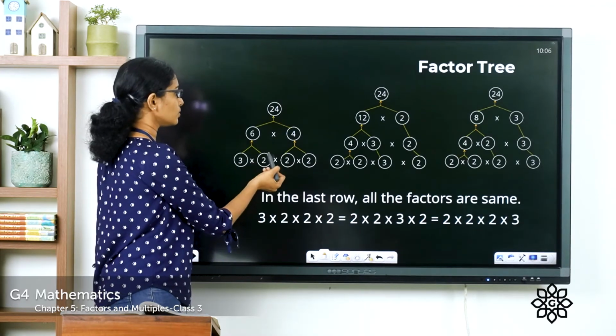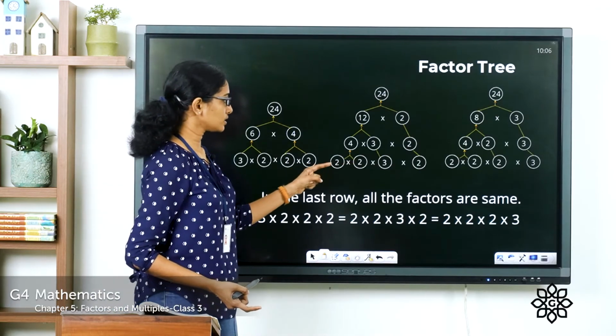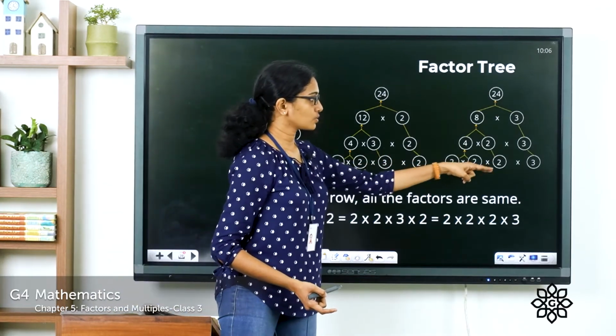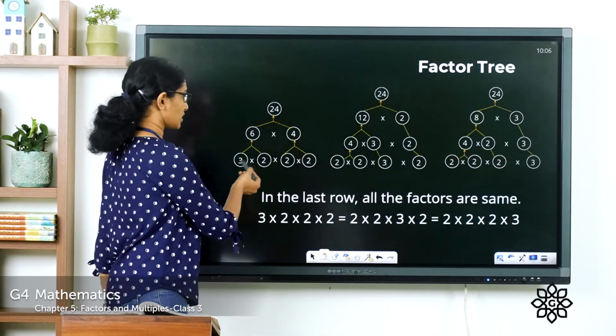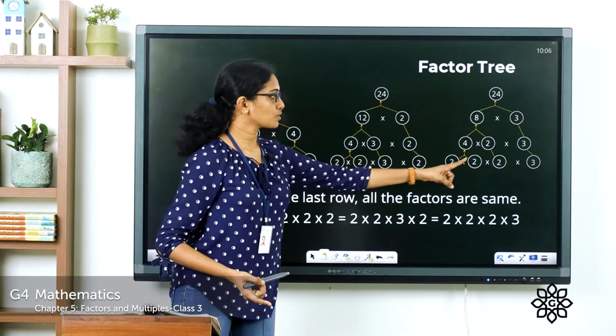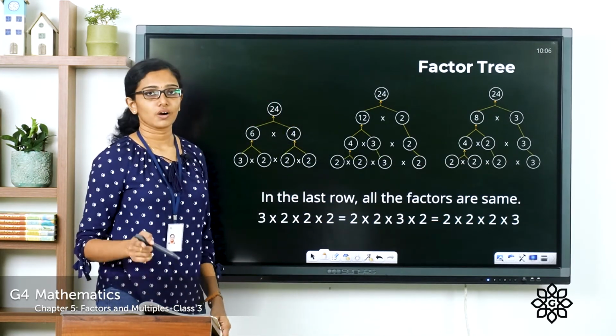Here it is 3 into 2 into 2 into 2. 3 2s and 1 3. Here also it is 1 2 3, 3 2s and 1 3. And here also 3 2s and 1 3. 3 into 2 into 2 into 2. 2 into 2 into 3 into 2. 2 into 2 into 2 into 3. See, in the last row, the factors are all the same.